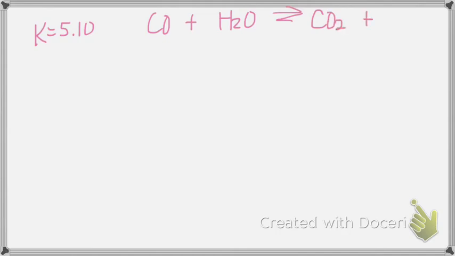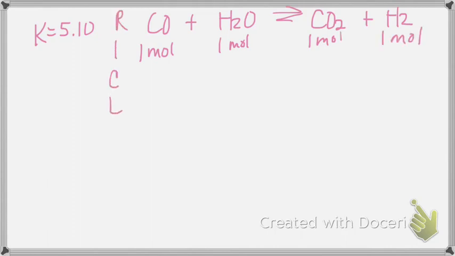Okay, K is equal to 5.10. CO plus H2O. It gave us 1 mole of everything, right? And when you're setting these up, you don't actually have to write the 1 mole. I just like to do that right now, especially so you're aware of that.